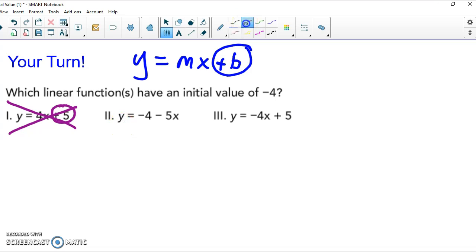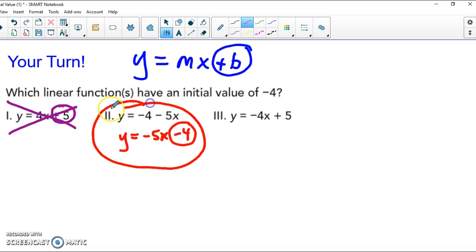As I look at equation 2, I have y equals -4 minus 5x. I'm going to go ahead and rewrite this in y equals mx plus b form so that I can see it easier. Notice I'm keeping the sign with the number that follows it. So y equals mx plus b. Here I do have an initial value, or a b, of -4. So this function does have an initial value of -4.